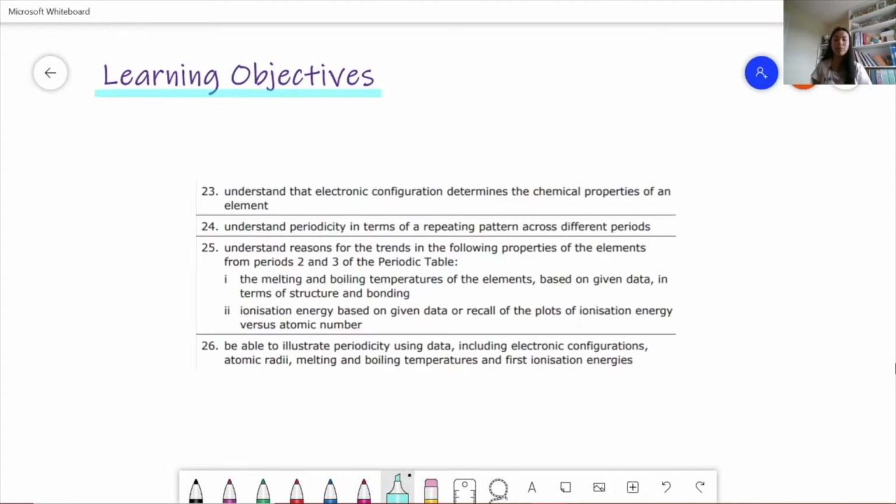So the melting and boiling temperatures of the elements based on given data in terms of structure and bonding, and also the ionization energy based on given data or recall of the plots of ionization energy versus atomic number. And then finally, we're going to be able to illustrate periodicity using data, including electronic configurations, atomic radii, melting and boiling temperatures, and first ionization energy.